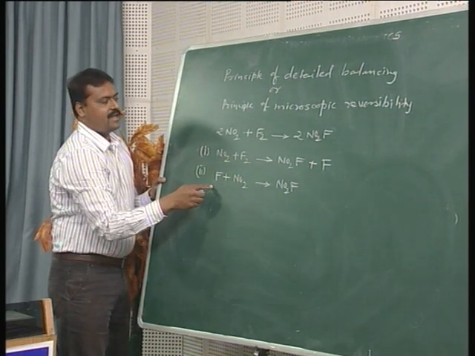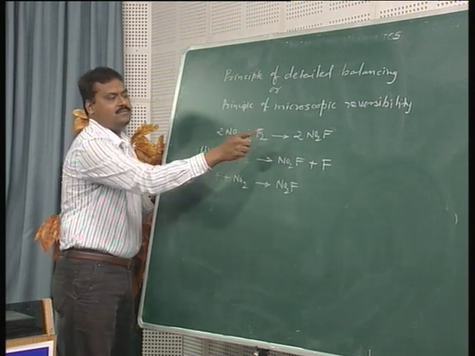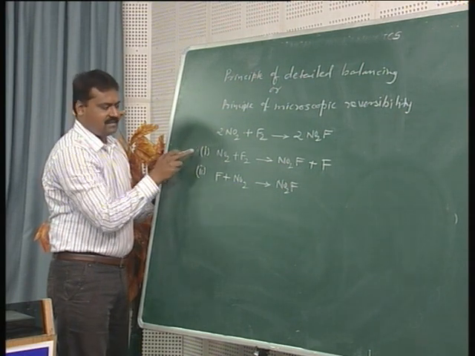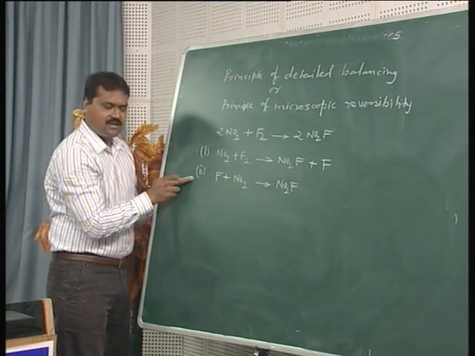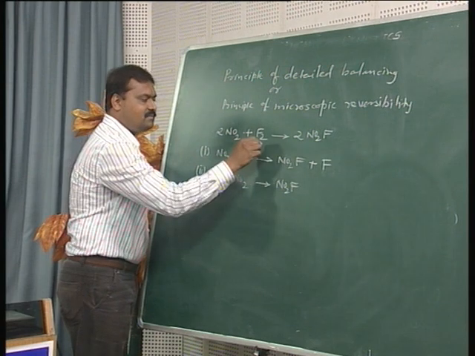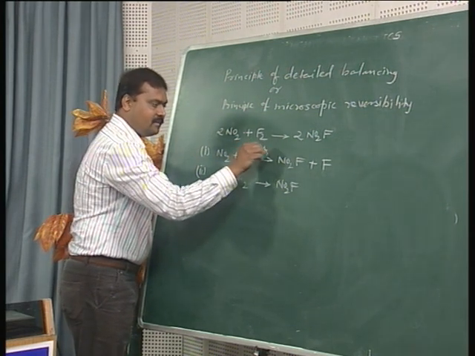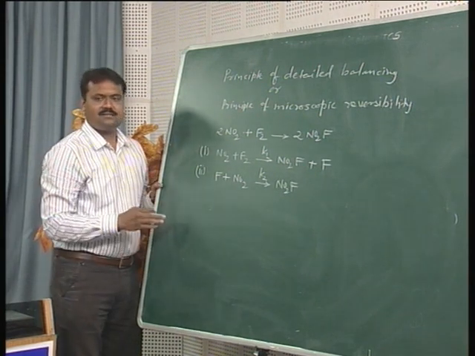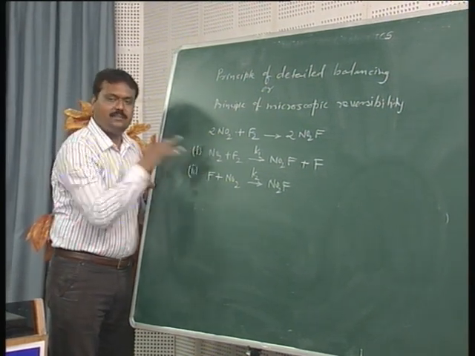So the overall reaction is 2 NO2 plus F2 to give 2 NO2F. This reaction is a multi-step reaction because it proceeds in 2 steps. Now let the rate constant for step 1 be K1, and for the second step K2. Now we can consider the reverse of these 2 elementary steps.